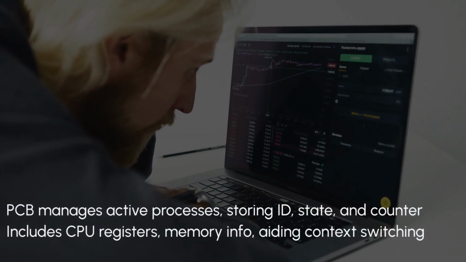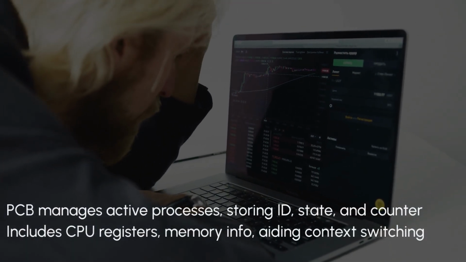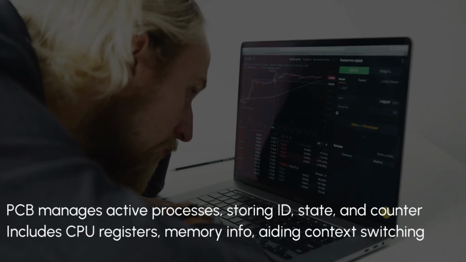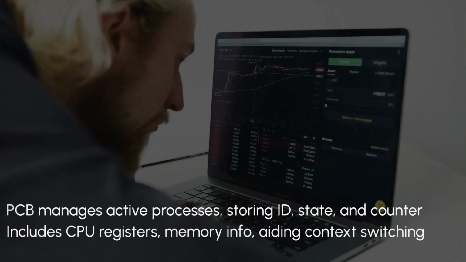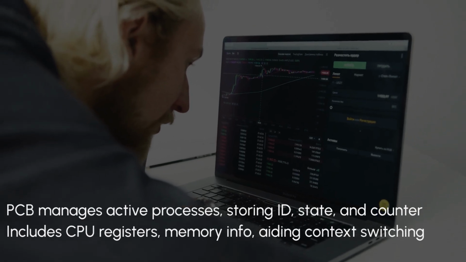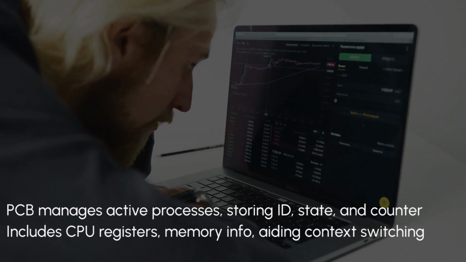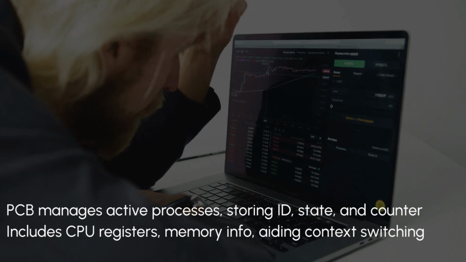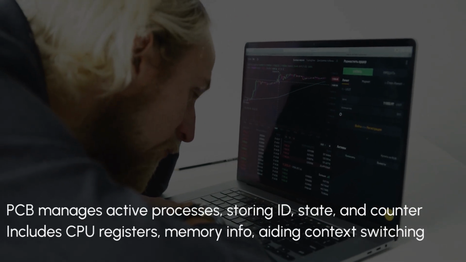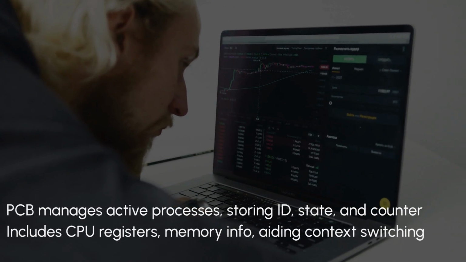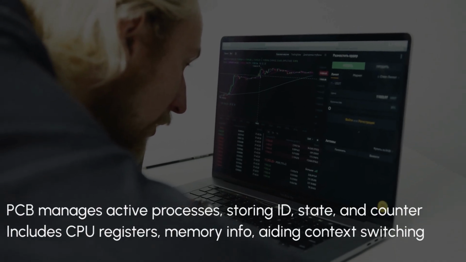The process control block, PCB, is crucial for managing active processes. It serves as the OS's data structure to track and control each process throughout its life cycle. It contains essential information such as the process ID, current state, for example, ready, running, waiting, and the program counter, which indicates the next instruction to execute.